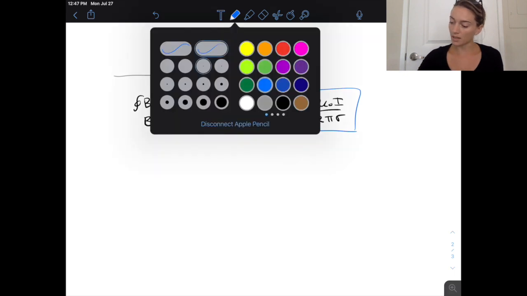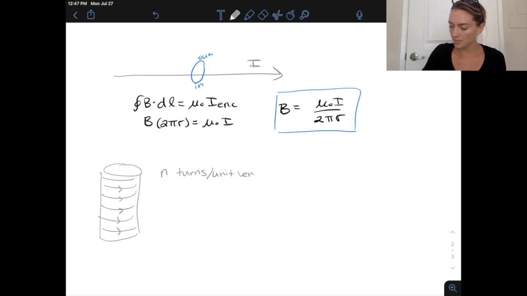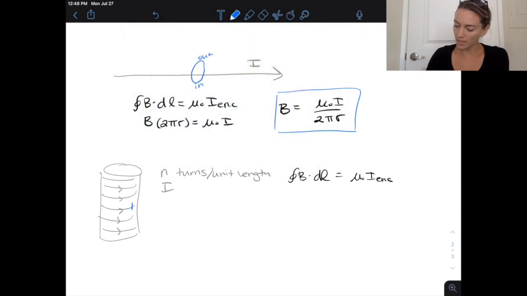Let's do quickly a solenoid. So remember, an infinite solenoid, or one that we can approximate as infinite, has some current going around on these wires, let's say that way, and it has n turns per unit length, and they each carry current I. So in order to find the magnetic field, I'm going to use Ampere's law. I'm going to draw my Amperian loop in here. And again, I'm not going to go through the details.